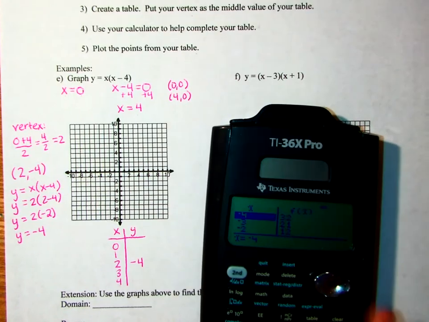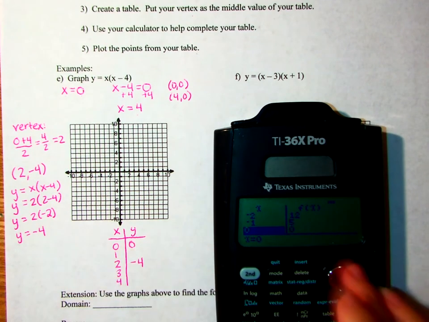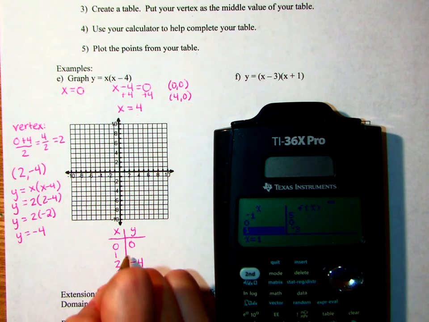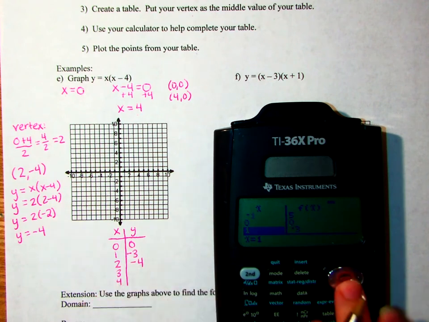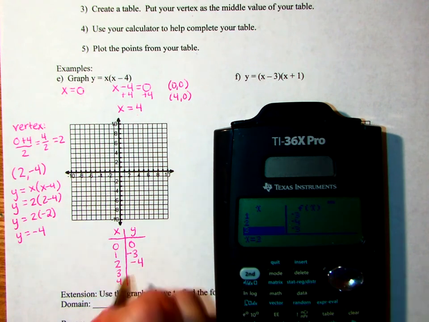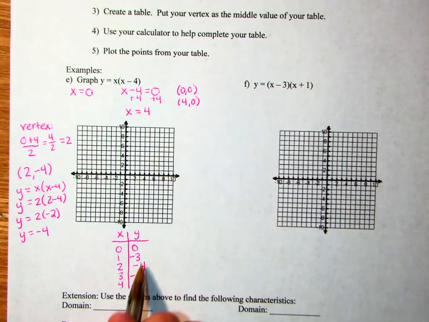So here I'm going to go to where I have 0. At 0, it's 0. At 1, it's -3. I already got the 2, -4. At 3, it's -3, and at 4, it's 0. Notice we have that pattern around the vertex, so we see repetition here, and we're on the right track.